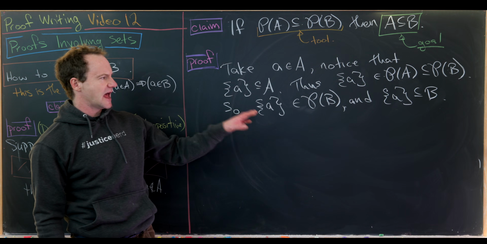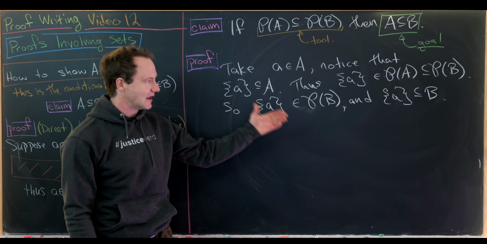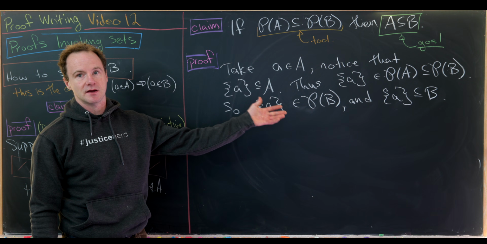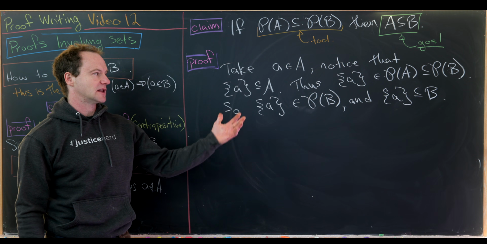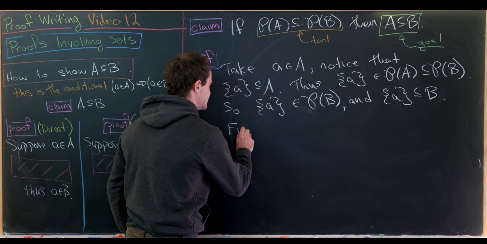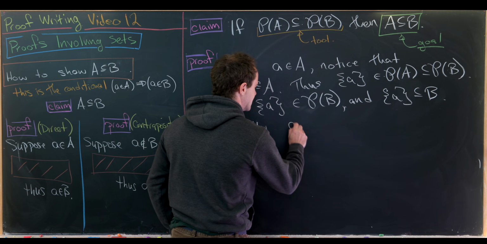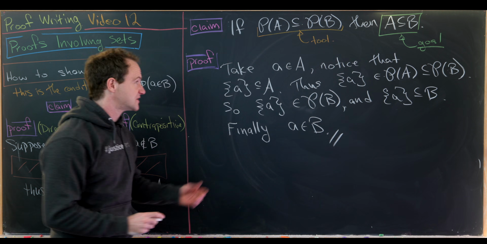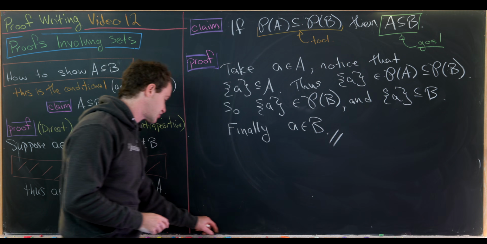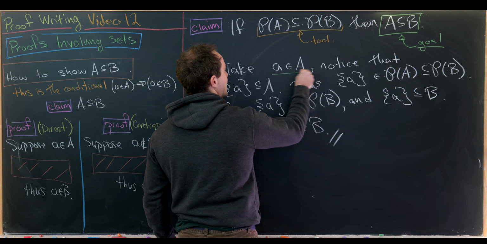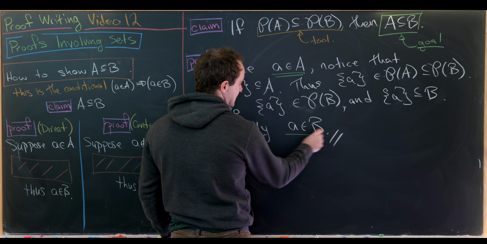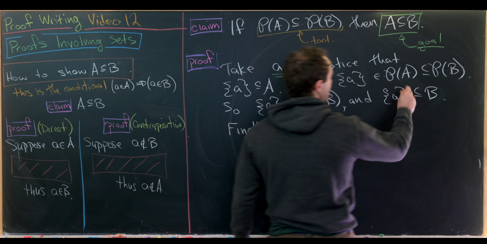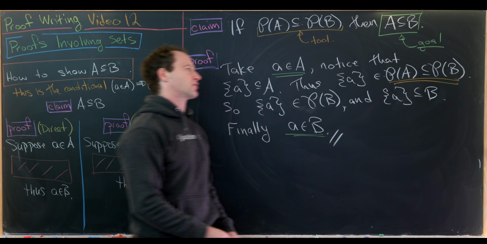But if the singleton {a} is a subset of B, that means every element inside of that singleton is an element of B. But there's only one element, and that's little a. So we can finish this off finally. Little a is an element of B. But that finishes off what we need to do. We started with a as an element of A, we ended with a as an element of B, and we used the tool at this step right here.